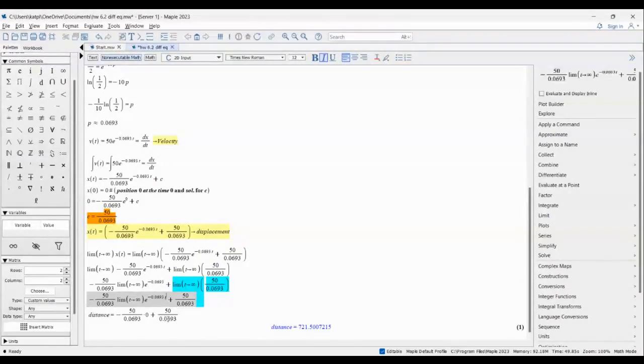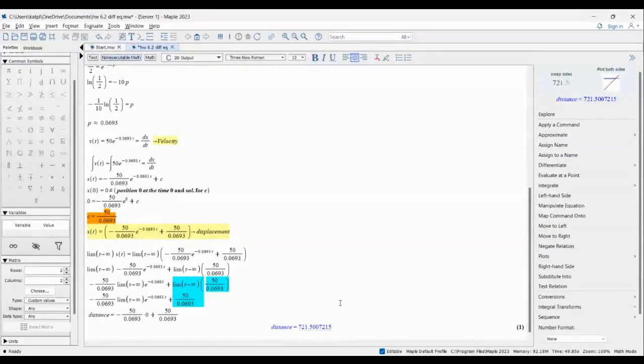50 over 0.0693. And when you take it as a fraction, it gives us, can you see the bottom? The distance is 721.5. Yeah, see that. Right.